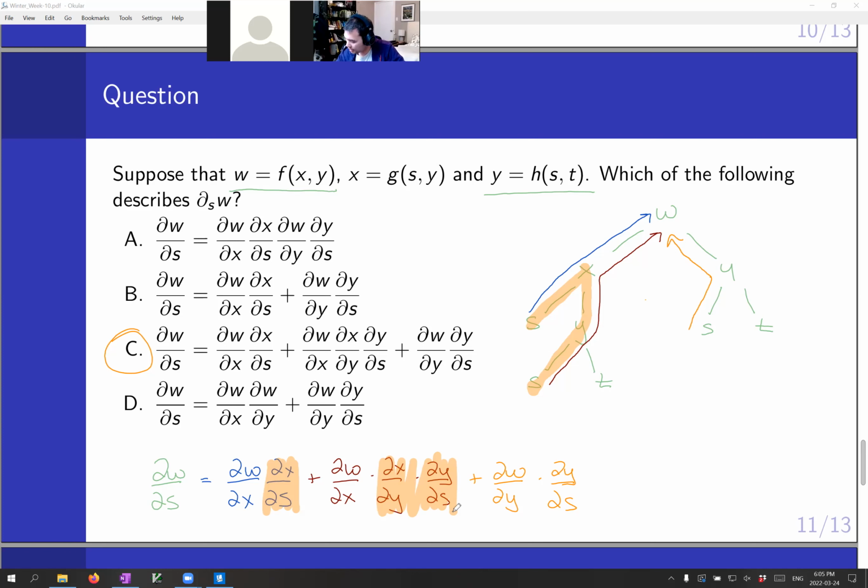Because nothing like this can happen. You can't have a cross path, right? That can't happen, right? So it doesn't matter if you start from the bottom or the top. There's one and only one path from every W to every S. So that doesn't matter if you draw it this way.